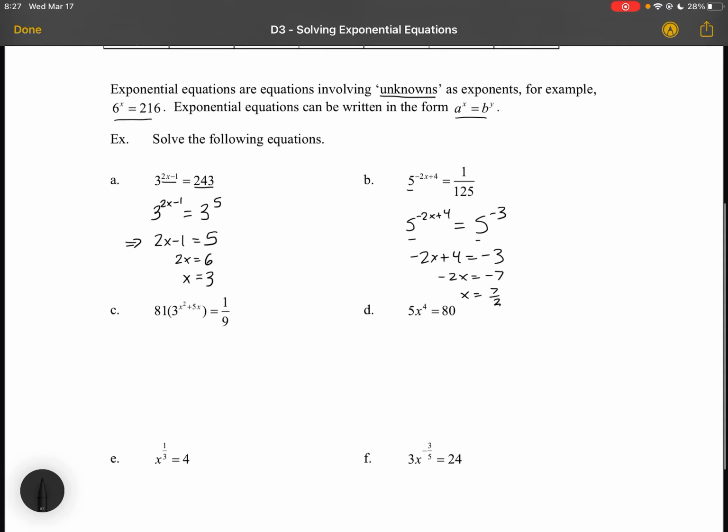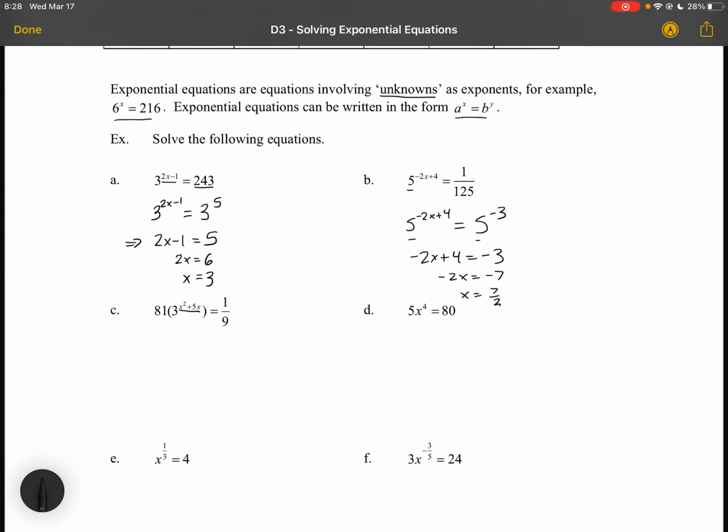Let's check out example C. Well, this looks kind of exciting. Now I can see that I've got an exponent up here. It's got x squared, which probably means that I'm going to have to factor at some point. And I also have an 81 in front. And holy smokes, I've got a fraction on the other side.